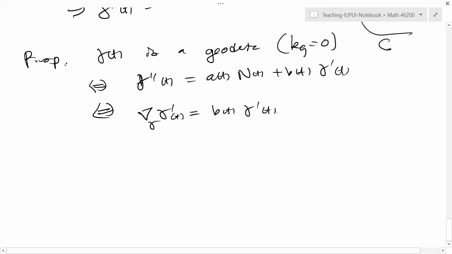So now let's try to see that a straight line on the surface must be a geodesic. Let's look at it. Let C be a straight line.